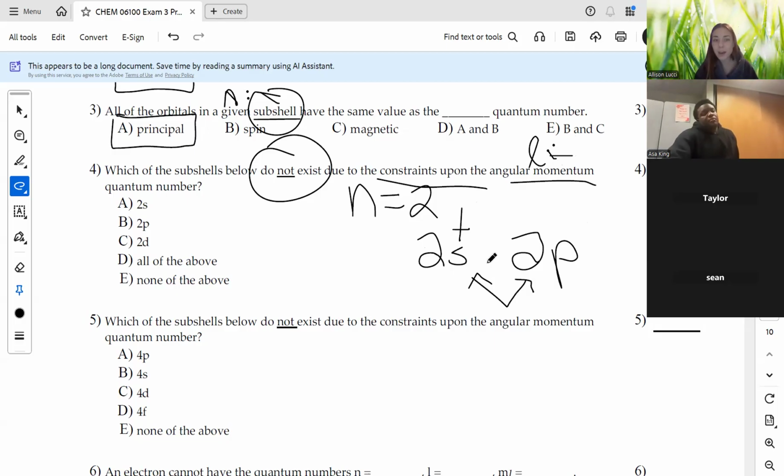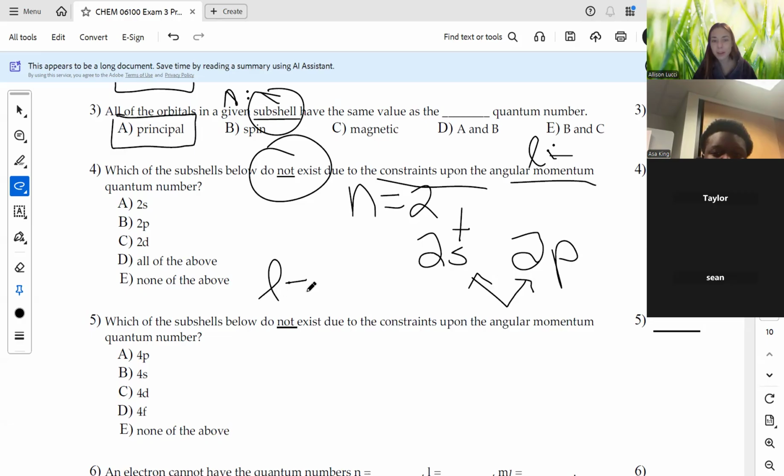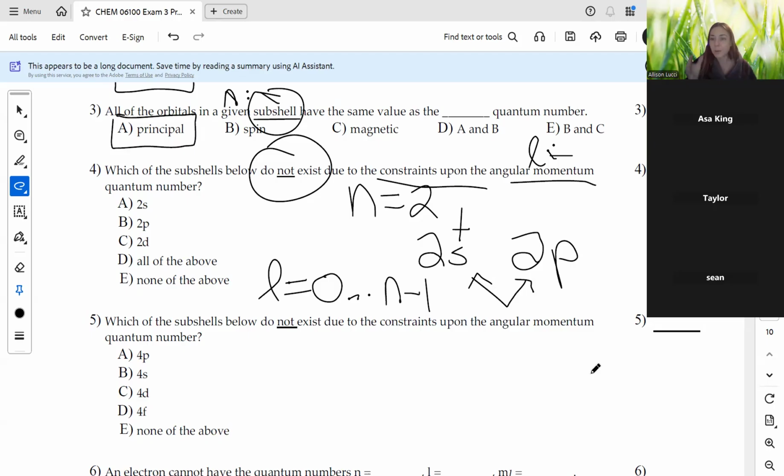Depending on how we figure this out, some of these orbitals cannot exist. So we know that the equation for l is 0 up to n minus 1. So we start at 0, that's an acceptable l value, and then we go up to n minus 1. Another way of looking at this is just that if we remember, in the second period, we do not have any d orbitals. That's a dead giveaway as well.